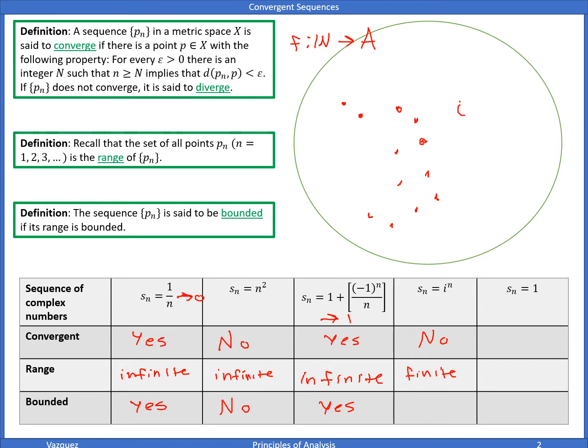So if you remember, i to the first power is square root of -1, i squared is -1, i to the third is -1 times square root of -1. i to the fourth is 1. And then i to the fifth goes back to square root of -1. So it's only 4 different points in the range. Therefore, it's finite. Is it bounded? Absolutely.